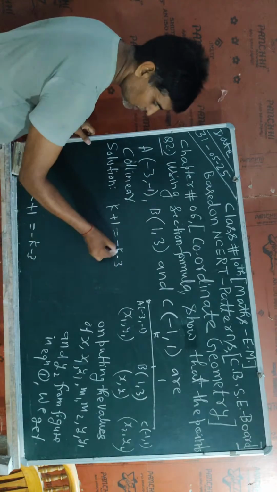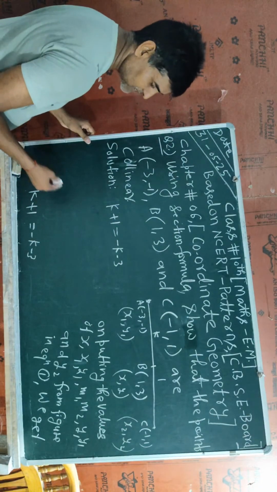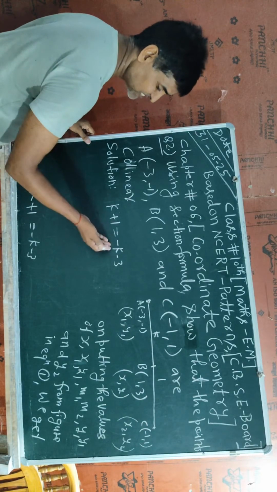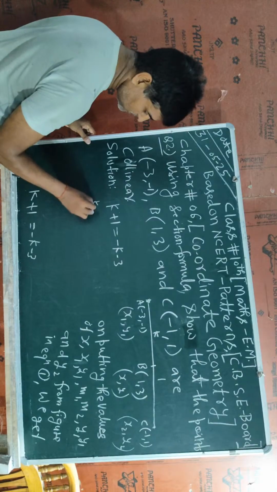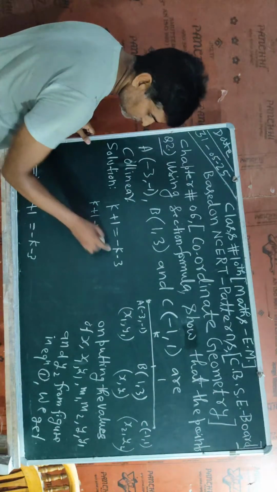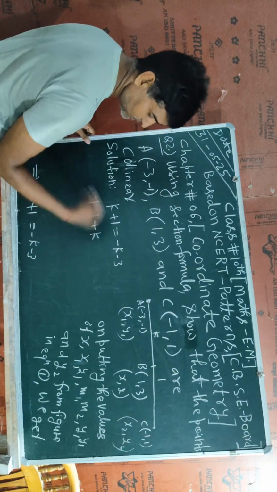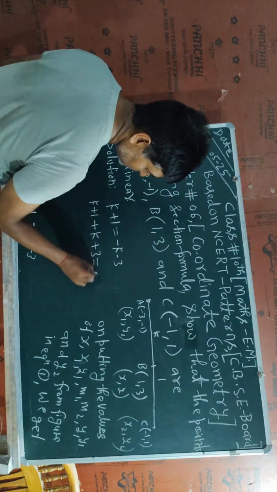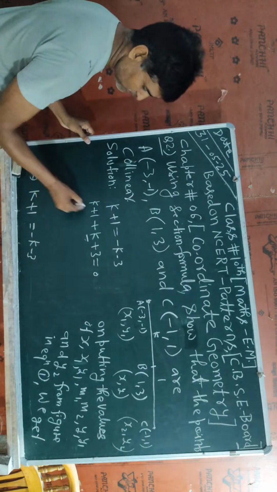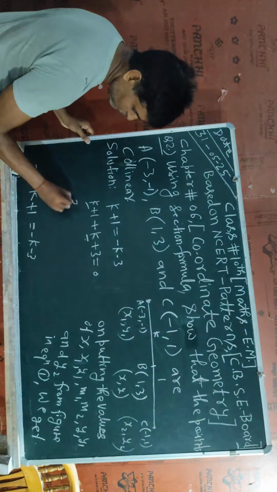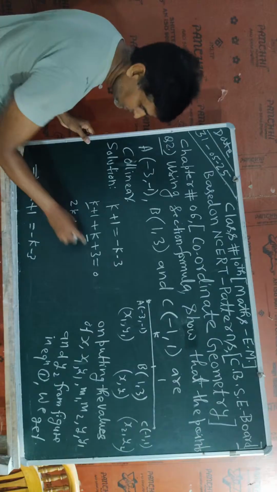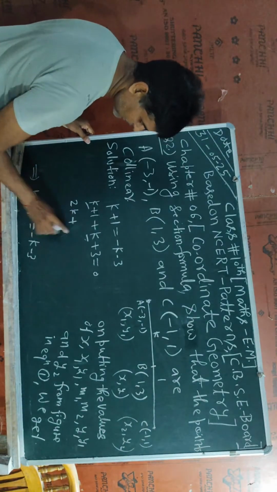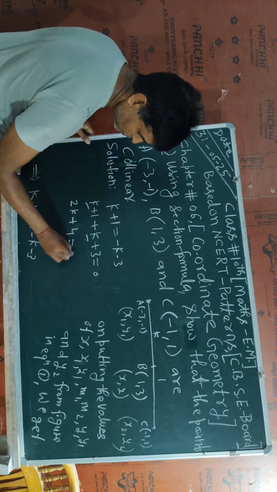Now I will take all terms from the right hand side to the left hand side, so its sign will change. So here I will put k plus 1, and the minus k will come to the left hand side as plus k, and here also plus 3, which is equal to 0. Now I will add k plus k, that will be 2k, and 3 plus 1 will be 4. Here I will write 4 which is equal to 0.